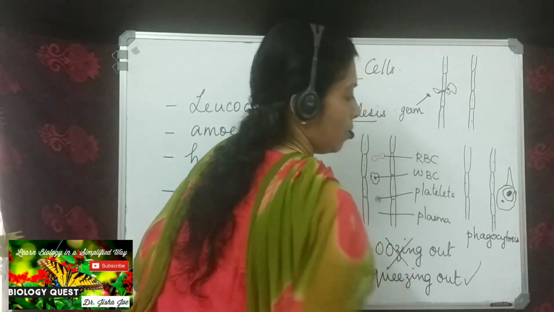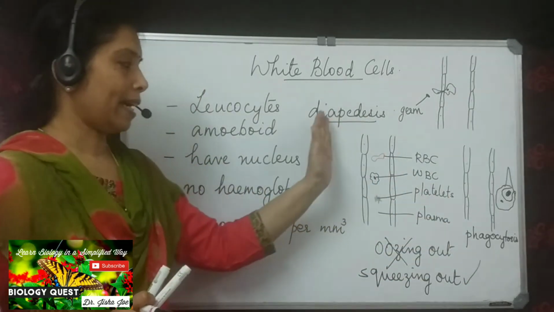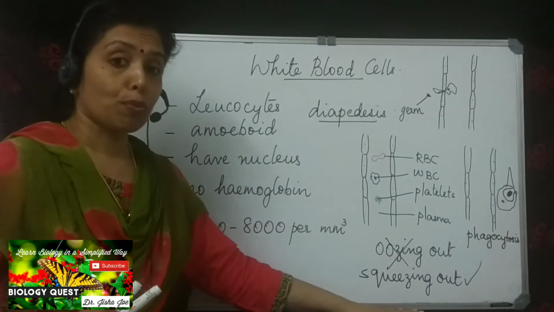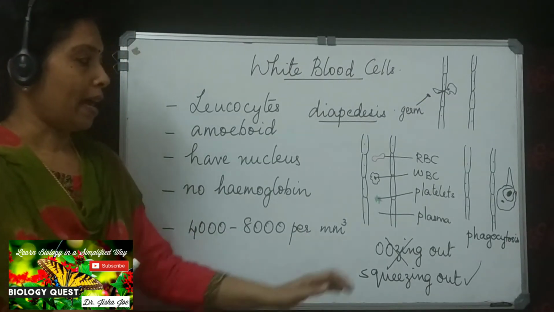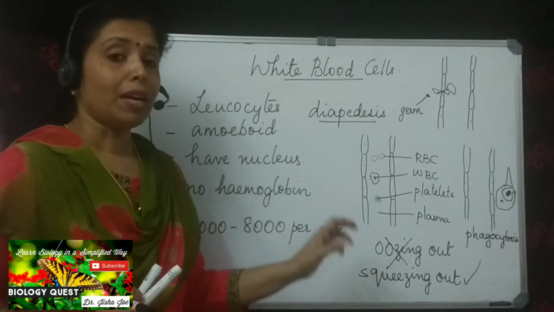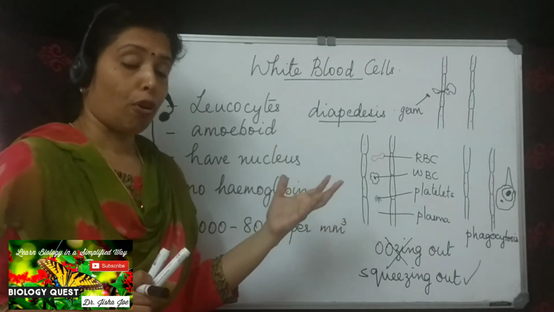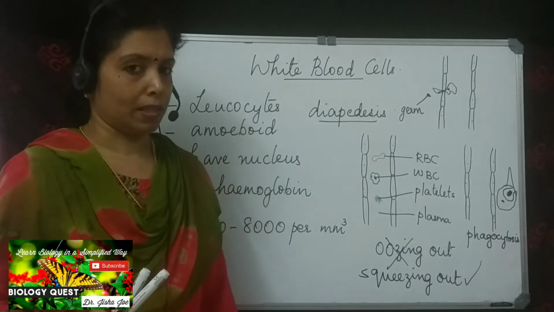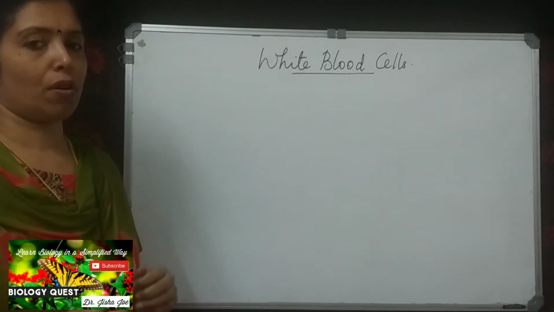Phagocytosis. Once again, two terms are important here: diapedesis and phagocytosis. Diapedesis is the process of squeezing out of the WBCs through the walls of the capillaries. And phagocytosis is the process of engulfing the disease-causing germs, bacteria or foreign particles by the WBC. That is called phagocytosis. I hope the terms diapedesis and phagocytosis are clear to you. Now we shall move on to the different types of WBCs.